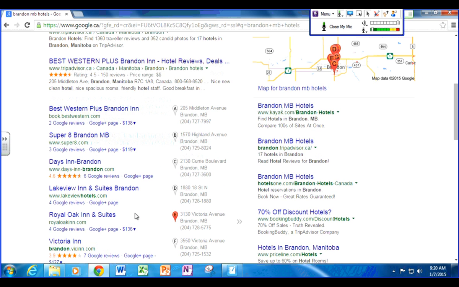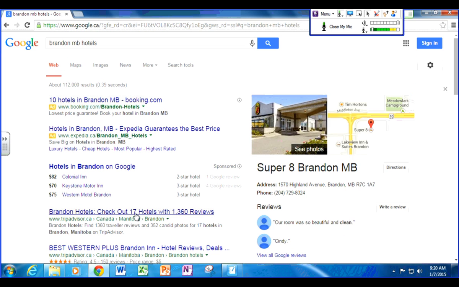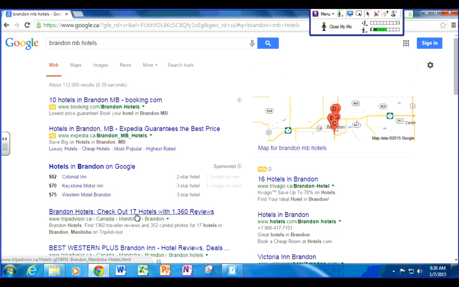But another way of doing it is to say to yourself, okay, what hotels do you like staying in, right? Have you stayed in a hotel before? Okay, so let's say I've never stayed in Brandon, Manitoba, but I've stayed in a Holiday Inn Express before. Okay, and I really liked it. I thought it was pretty good.